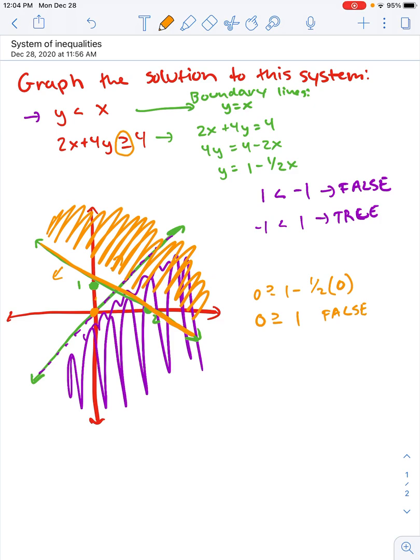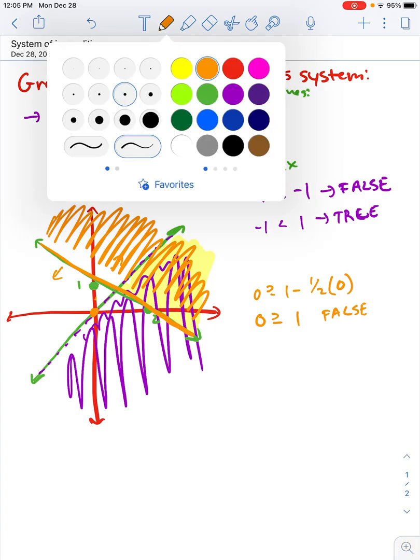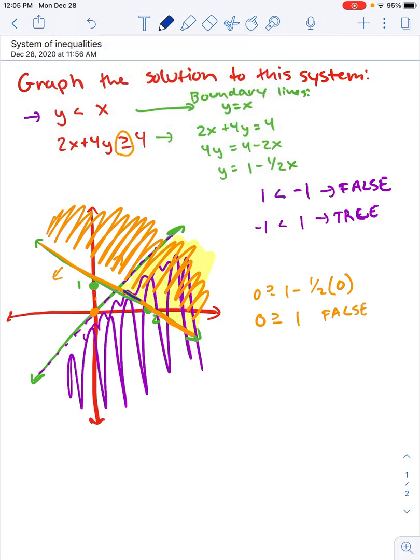Okay, and then the final step is just figuring out where both of these things are true. So you're looking at the spots where you have both an orange shade and a purple shade. So that's this here, along with this line. So this line is included, but this line is not because it's dotted here, but fully shaded here.